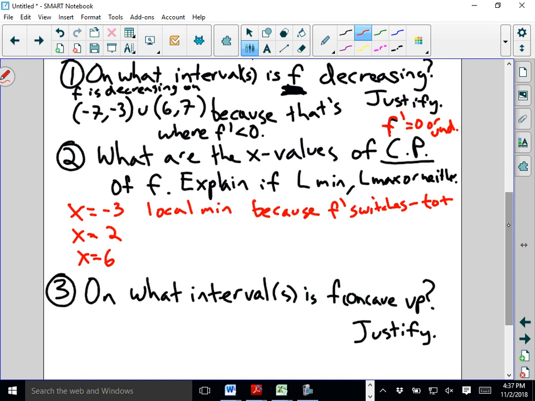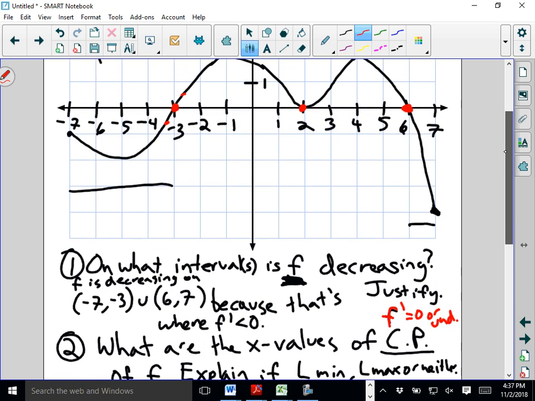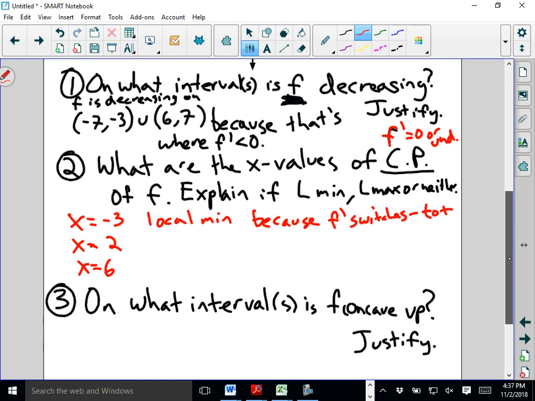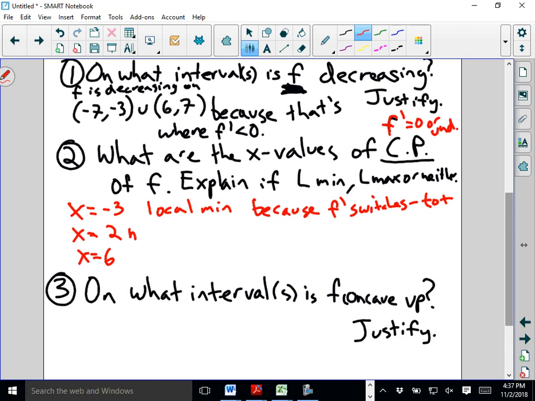Okay? How about x equals 2? At x equals 2 here, I see a 0 there. But on the left side and on the right side of 2, f prime is positive in both of those places. Therefore, f prime didn't switch signs. F prime went from positive to positive. So x equals 2 is neither. And my justification is because f prime didn't switch signs.